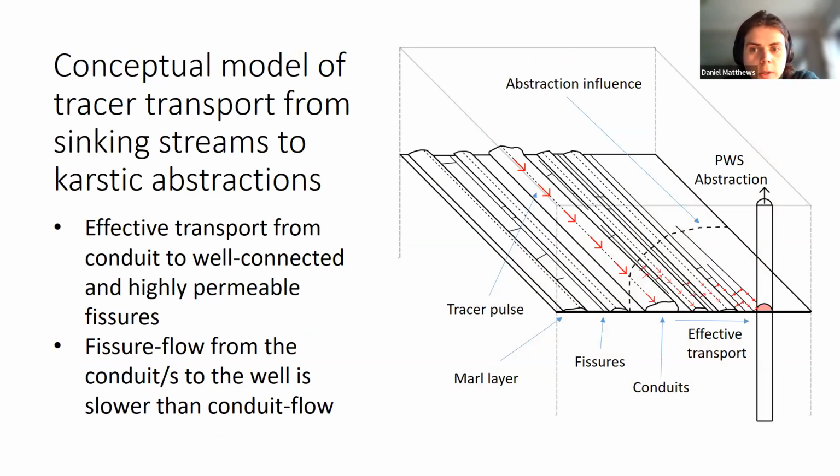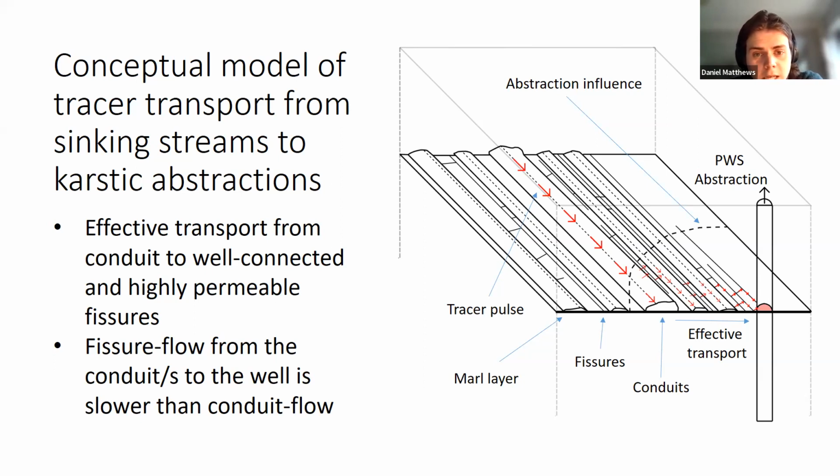So this is just a simple conceptual model that presents a potential mode of transport from sinking streams to karstic abstraction wells. So in this model, the tracer pulse is in one well-developed conduit following the natural preferential pathway. And then when the pulse enters the zone of influence from the abstraction, some of the tracer flows into highly permeable, well-connected fissures towards the abstraction. And flow is still rapid through the fissure network near to the large conduits, but probably slightly slower than conduit flow directly to a spring.